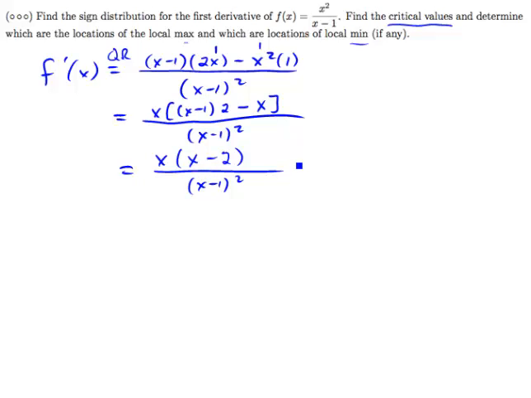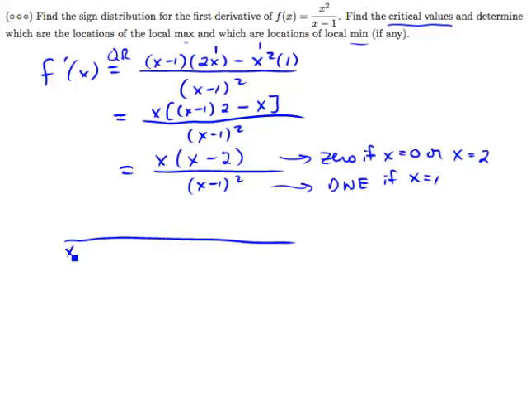And now I want to know where this is 0 and where it does not exist. This will be 0 if x equals 0 from this first factor, or x equals 2 from the second factor. And this does not exist if x equals 1. And again, that could have been predicted as a DNE point from the original form. The function has no function value at x equal 1, so it's not going to have a slope there and therefore not a derivative. So I'm now ready to construct my sign distribution.